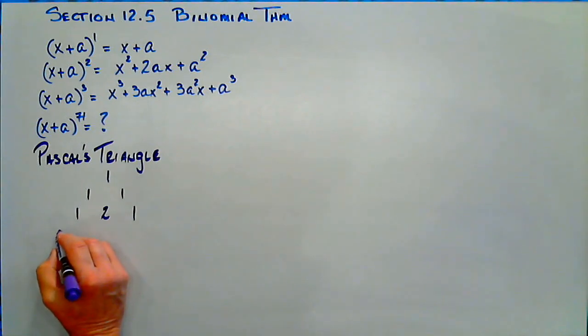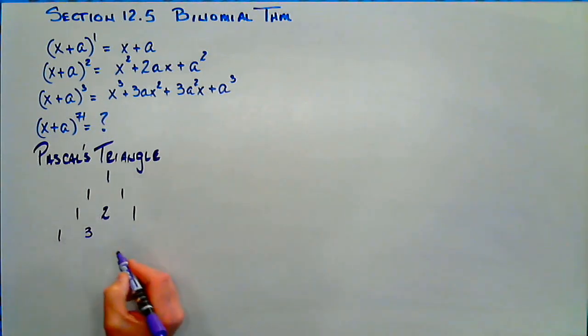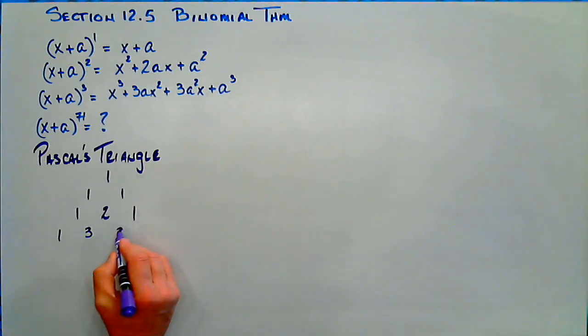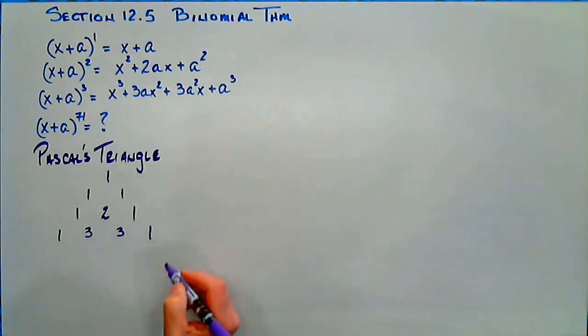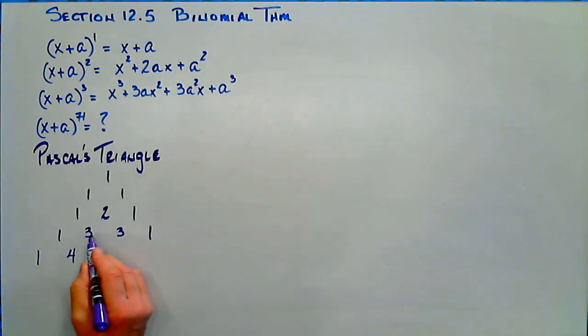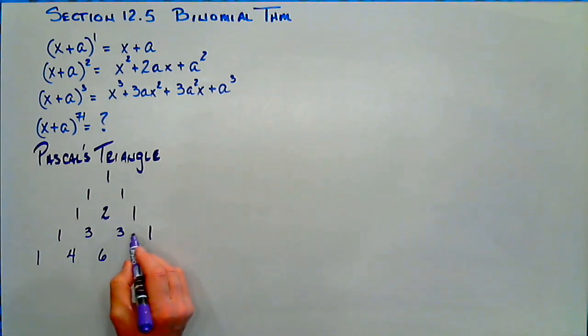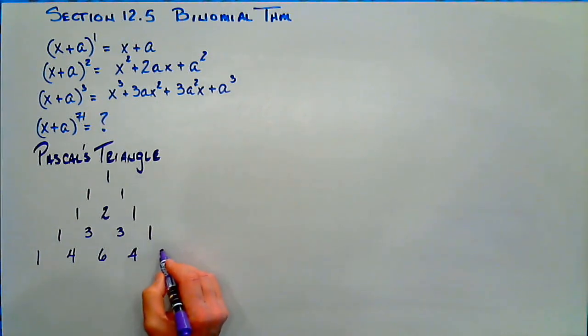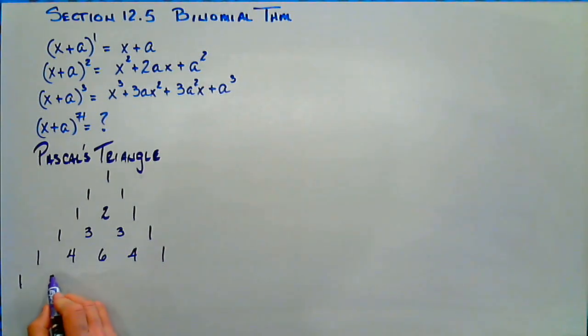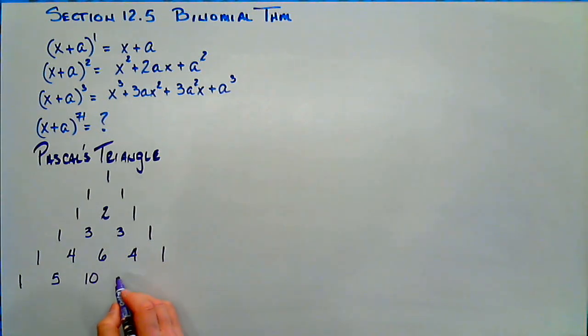So again, this row is going to be 1. We add these two terms together up above, the row above, that's 3. And then we close with a 1. And we can keep doing this. 1 plus 3 is 4. 3 plus 3 is 6. 3 plus 1 is 4. And then we close with a 1. And then we'll do one more row. 1 plus 4 is 5. 4 plus 6 is 10. 6 plus 4 is also 10. 4 plus 1 is 5. And then we close with a 1.